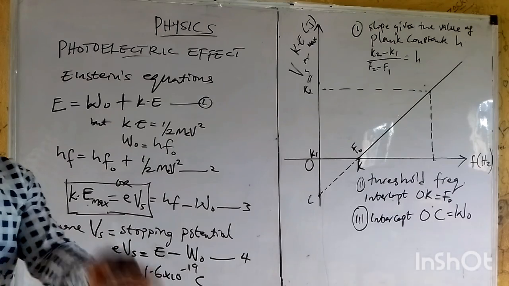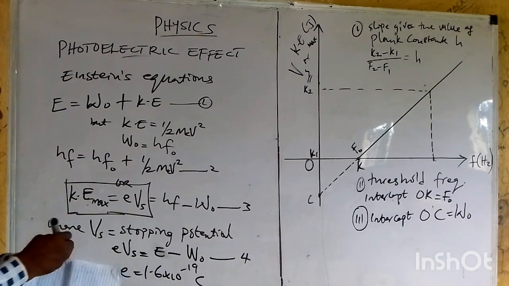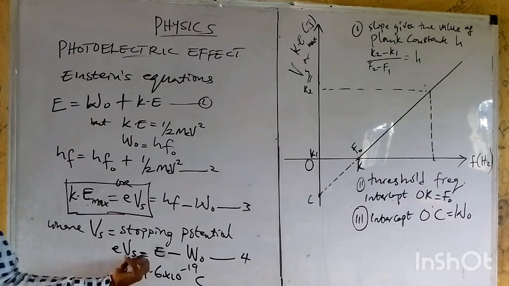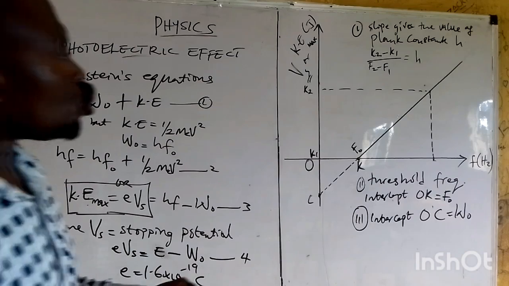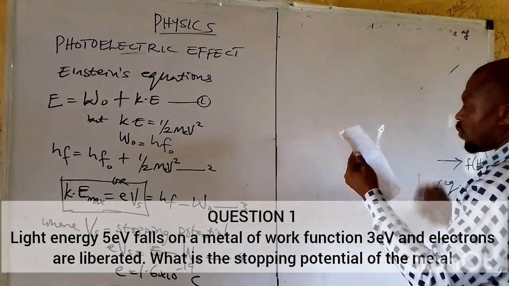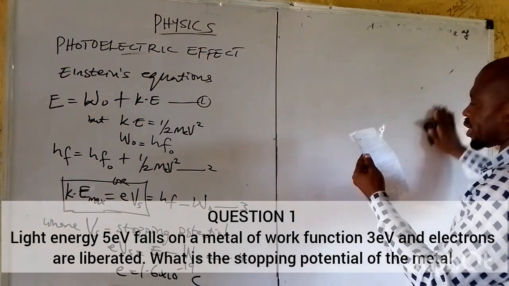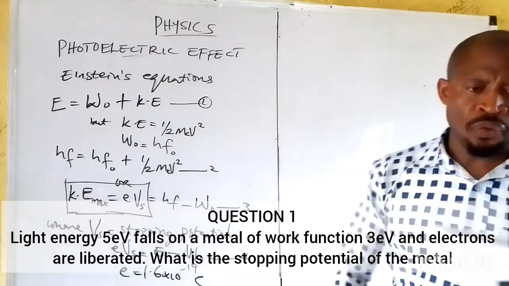As we move on, we will see some problems that we will solve using these equations. So let us solve one or two problems. Light energy of 5 electron volts falls on a metal of what work function?